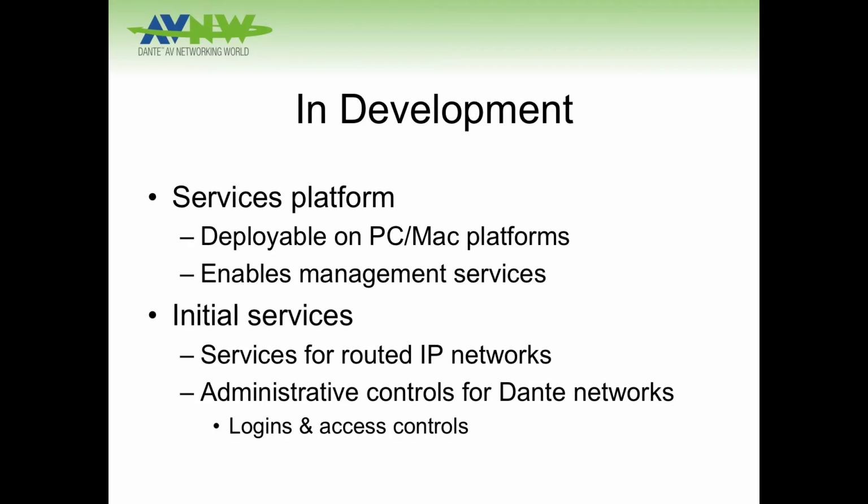So what we have in development at the moment internally is a services platform which will enable us to deliver those kinds of things into Dante systems going forward. And the two kinds of services we want to both prototype and get out the door are services for routed IP networks to allow scaling, and administrative controls. So the ability to lock people out of devices and provide access control. These are the two initial services, and over time we imagine offering more services to enable the scaling of Dante networks.